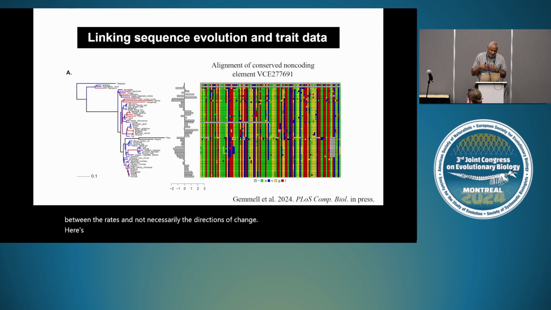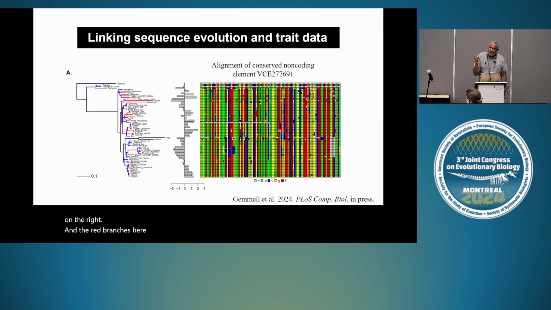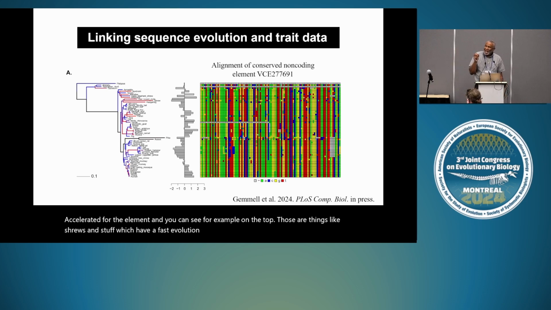Here's an example of a conserved non-coding element on the left and the tree of that element, the normalized phenotypes in the center, and then the alignment of the element on the right. And the red branches here are branches that are accelerated for the element. And you can see, for example, on the top, those are things like shrews and stuff, which have a fast evolution of this element, but which actually have relatively short lifespans. But again, it's not an association of the directions of change. It's an association with the speed of change.